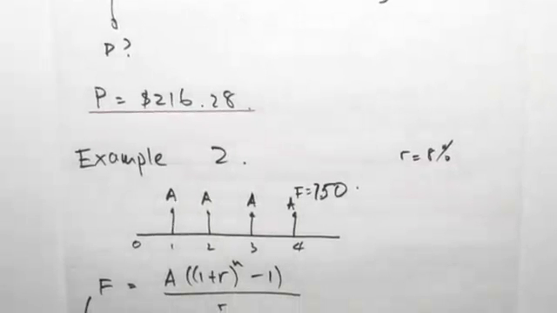Now example 2 is dealing with future value. So here we have a future value of $150. We're going to assume that the interest rate here is going to be 8%, and the number of periods will be 4. And we want to work out an equivalent annuity amount for each of the 4 periods. So this is kind of like saying how much do I have to deposit at each period, so at the very end of it I will get $150.